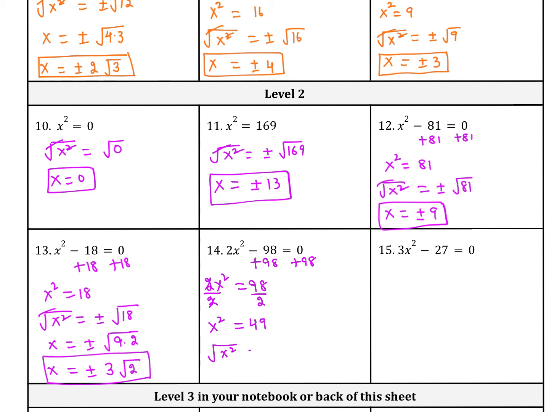Then you're going to take square root on both sides. X equals plus or minus 7 is your answer.